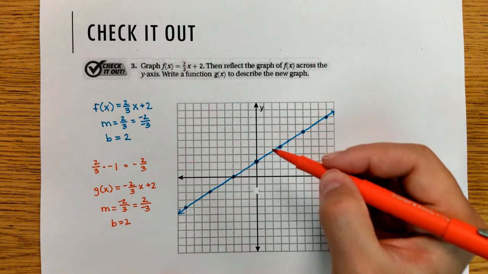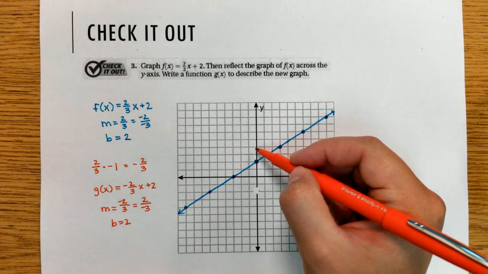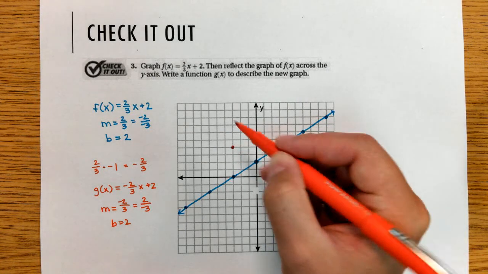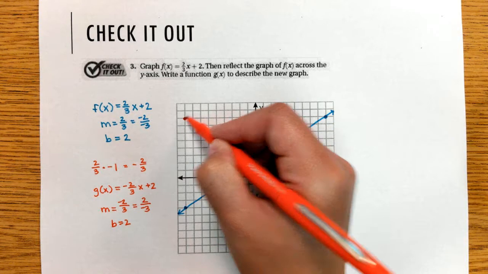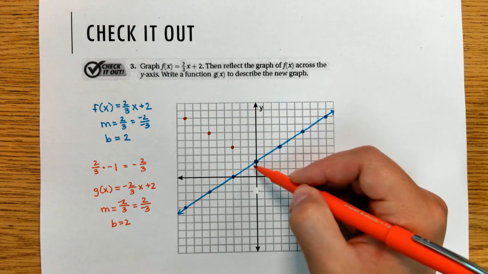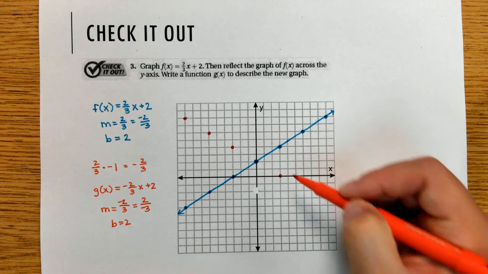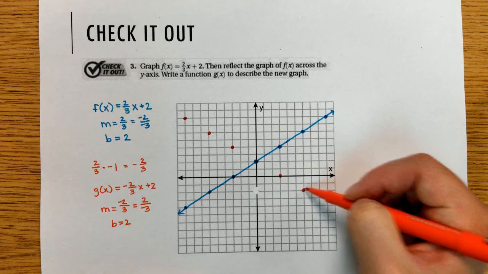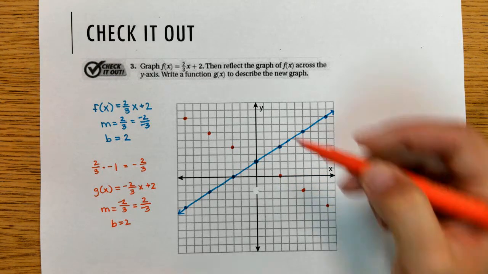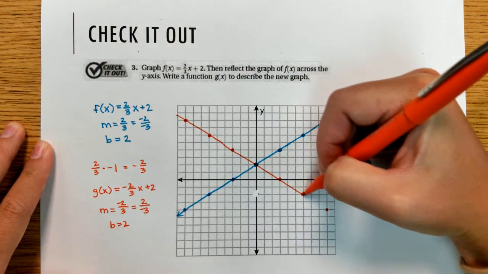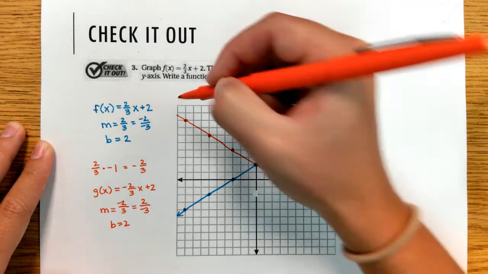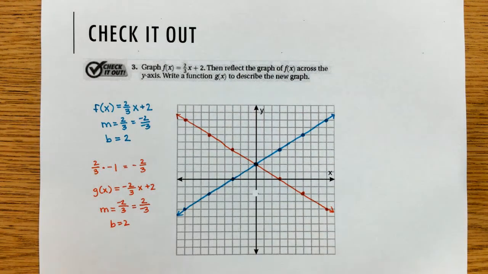So that means I'm going to go up 2, left 3, up 2, left 3. Other direction, down 2, right 3, down 2, right 3. And then we'll connect our dots to form a straight line. So that is what our graph would look like for this example.